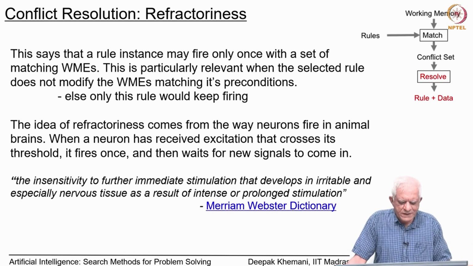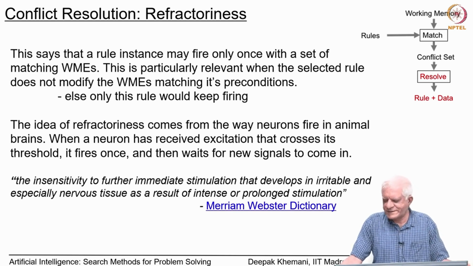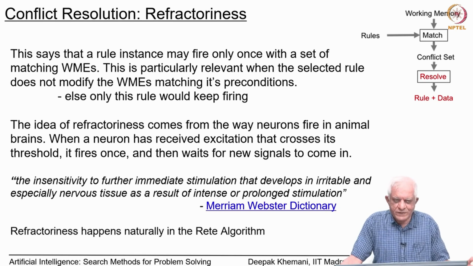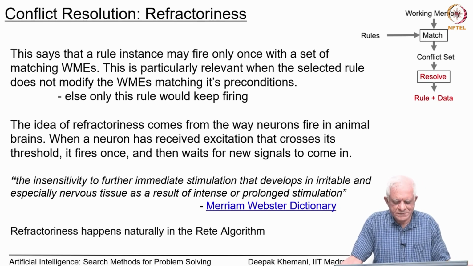Just a word from the Merriam-Webster dictionary: the insensitivity to further immediate stimulation that develops in irritable and especially nervous tissue as a result of intense prolonged stimulation. So, you keep giving the same stimulus, do not expect the system to keep responding at the same pace. As we will see, this happens naturally in an algorithm that we will study called the Rete algorithm, or the REAT algorithm as some people call it.